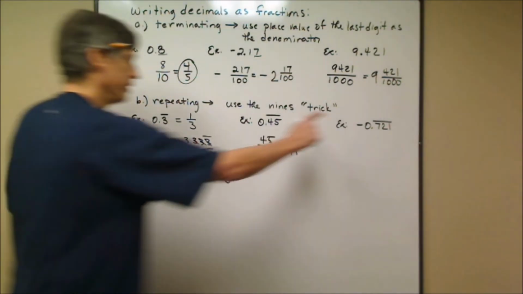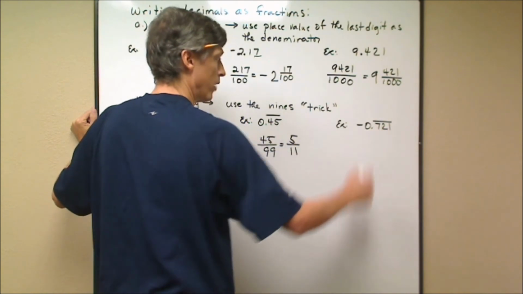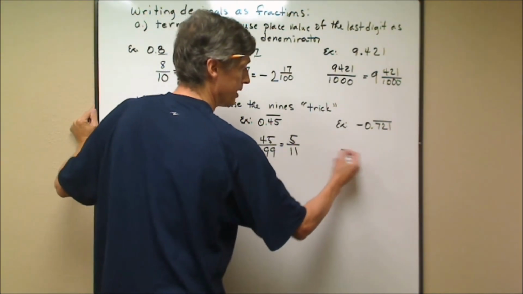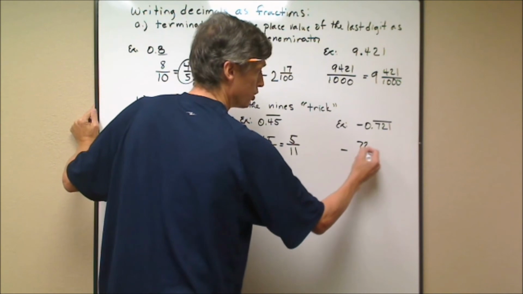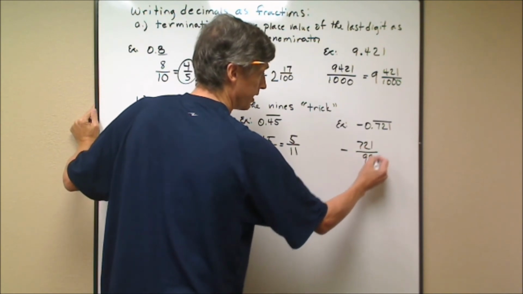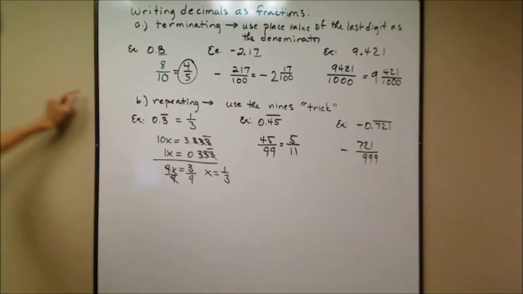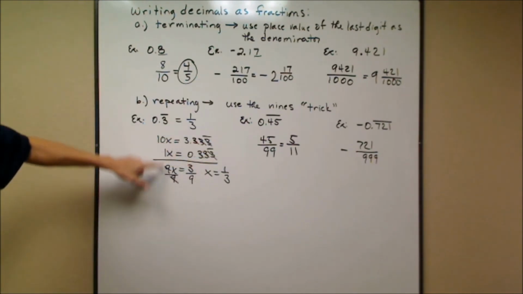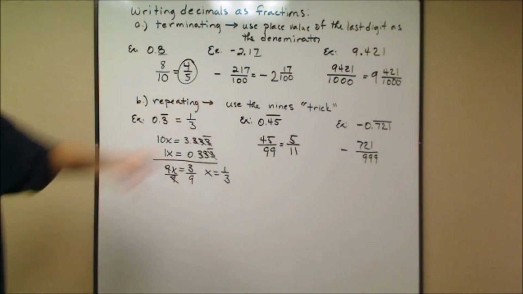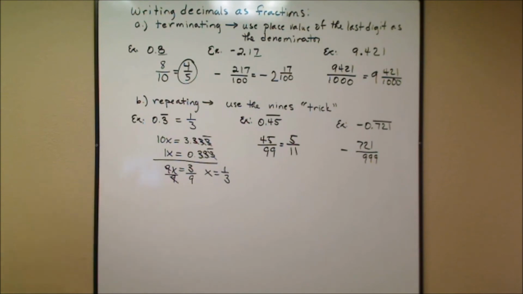This one's got 3 digits that are repeating, so I have to have 3 9s. This is going to be negative because of that. 721 all over 999. Now, if I'm lucky, it's in simplest form, and I believe that one is. I don't think anything will divide top and bottom there. And that's my answer. So it's a lot less work than going through all these steps. So remember the nines trick. It's all based on how many of the digits are repeating.